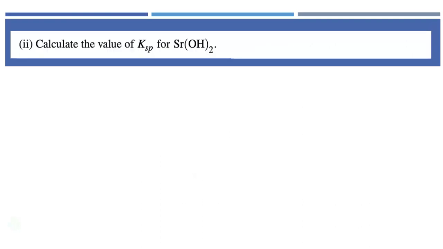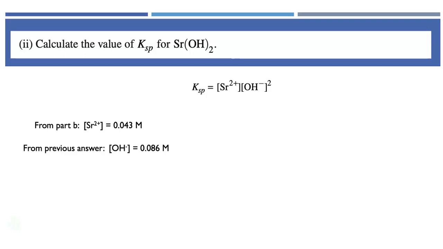There's a second part to Part B. Calculate the value of Ksp for strontium hydroxide. Now, considering we were given a Ksp expression right at the beginning of the problem, it's really not a surprise that we have to calculate a Ksp value here. So we've got that Ksp expression. From Part B, we were given a strontium ion concentration, so we're going to use that. And of course, in our previous part, we had just calculated the concentration of hydroxide ion, so we're going to use that answer too. And that means we're now ready to substitute and evaluate. We know the strontium ion concentration. We know the hydroxide ion concentration.